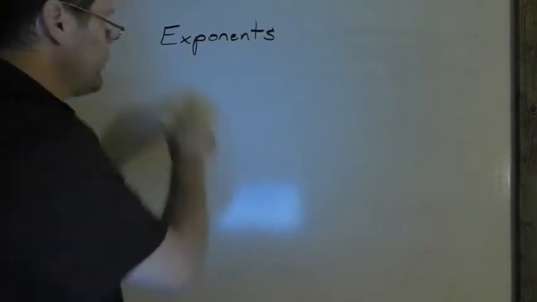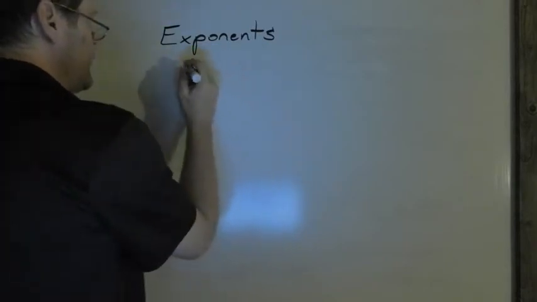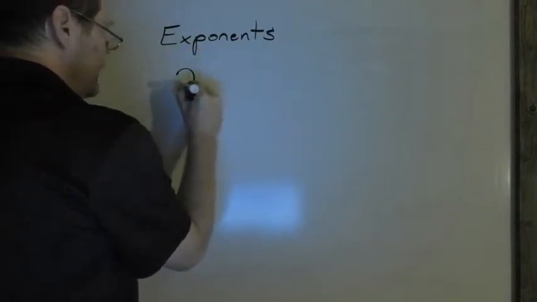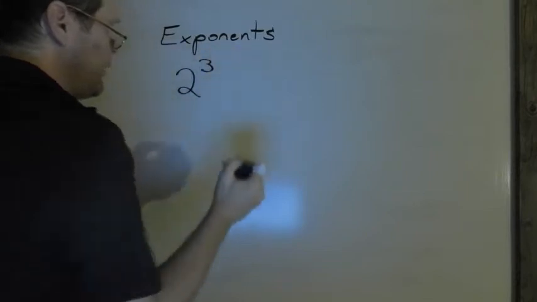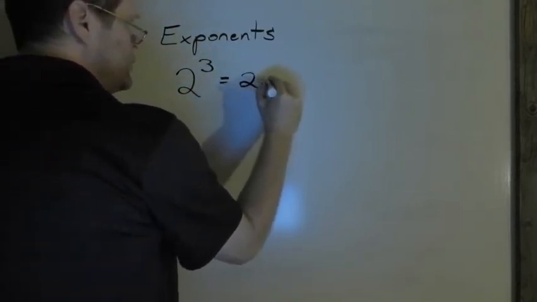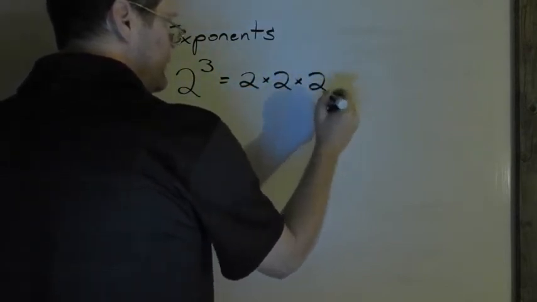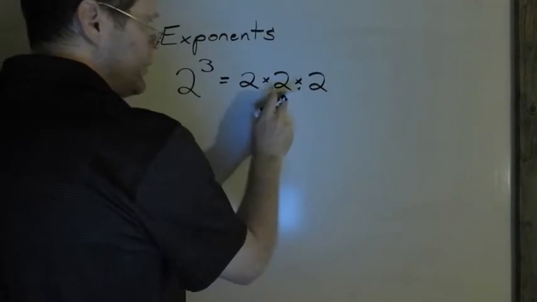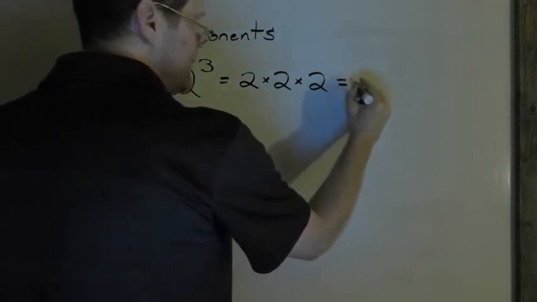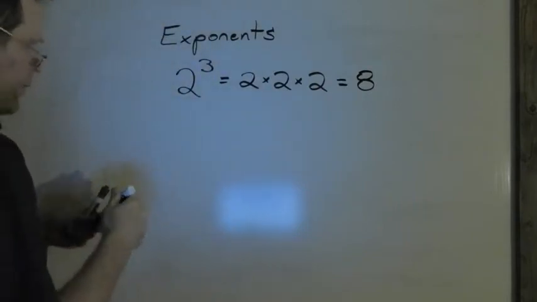Hello! So we're here to talk about exponents. Exponents, not so hard to understand. Say that we have something like 2 to the third power. That's equal to 2 times 2 times 2. 2 times 2 is 4, times 2 is 8, is equal to 8. This is the way that our exponents work.